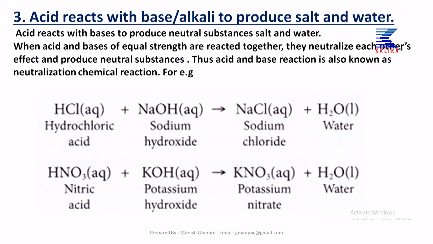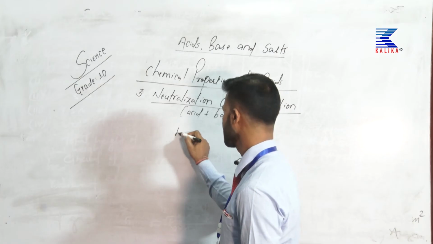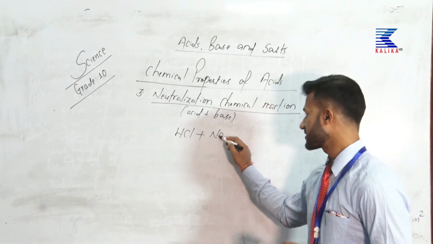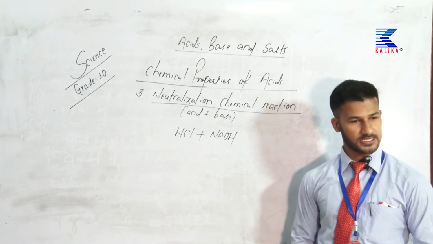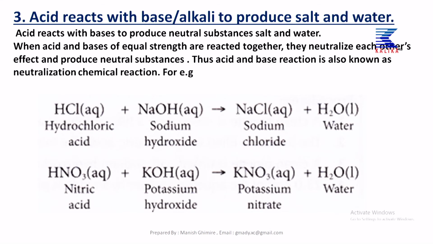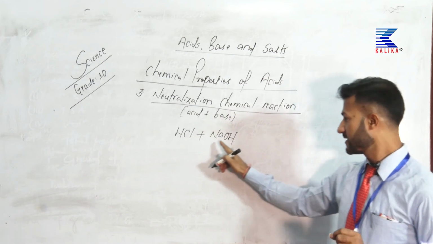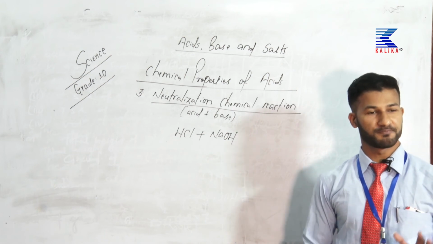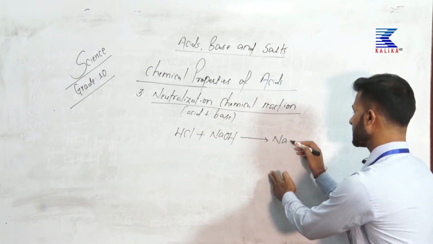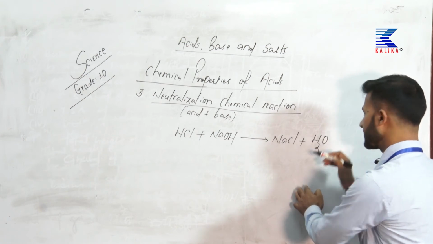So, see, HCl is one of the mineral acids and NaOH is one of the strongest bases. Look, this is acid and this is base. HCl is one of the strongest mineral acids and sodium hydroxide is one of the strongest bases. When these two are reacted together, neutral substances like salt, sodium chloride, and water are formed.